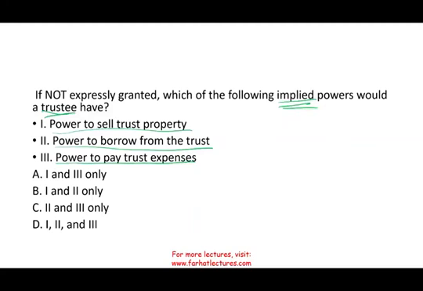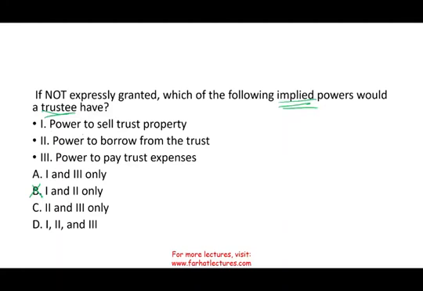Well, let's logically think about it. First of all, let's look at 3, because 3 is the easiest. Power to pay the trust expenses. Should they have the power to pay the trust expenses? Sure. At least they have to pay their own expenses. If you assign someone to manage your trust, you're going to have to pay them. That trust is going to have expenses. They should have the power to pay the expenses. Therefore, any answer with 3 will stay. So this one does not have 3. B is out. We still have A, C, and D. Now, power to sell trust property.